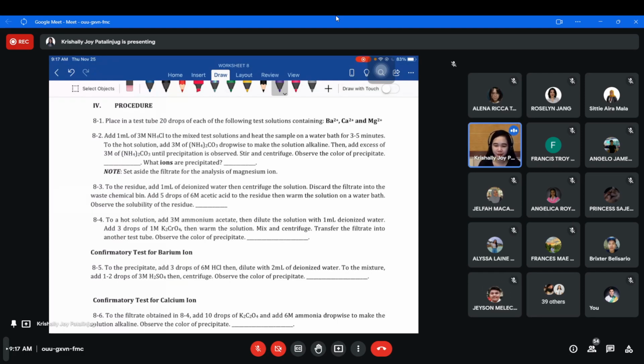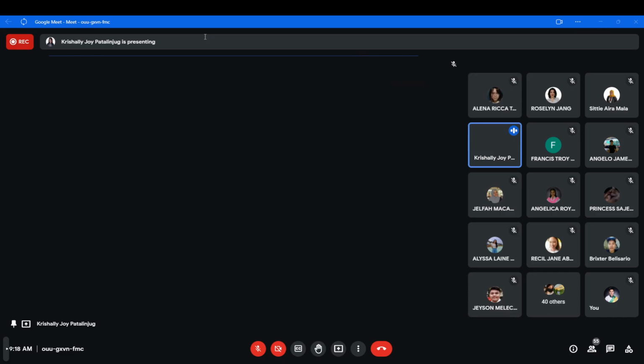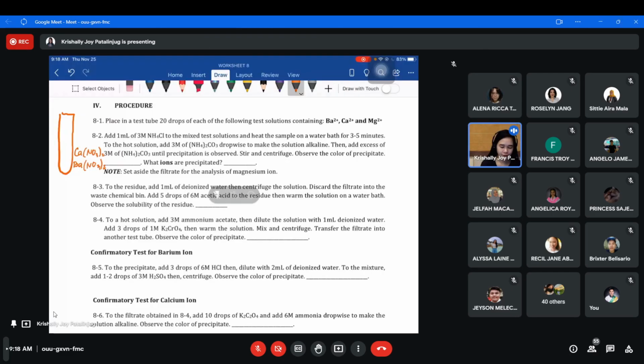Sige, palihog ko, basa, Brickster Belisario. Procedure 8-1, okay? Place in a test tube 20 drops of each of the following test solutions containing barium, calcium, and magnesium. Okay. So, ang scenario dito sa procedure 1, you have only one test tube and it is being added with test solutions of barium. Ano nga ulit yung ginamit ng mga test solution? You have barium nitrate. Okay? Then you have a calcium nitrate and magnesium nitrate. So yan yung mga participating cations, no, na you will be analyzing later on.